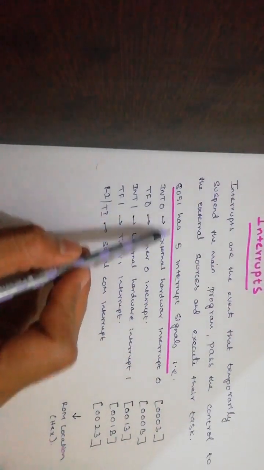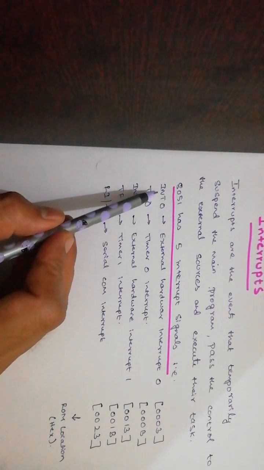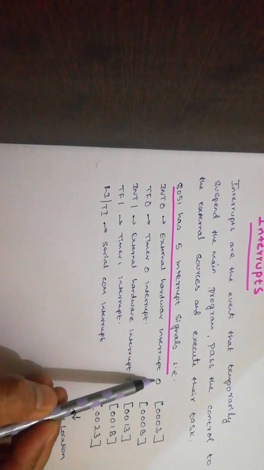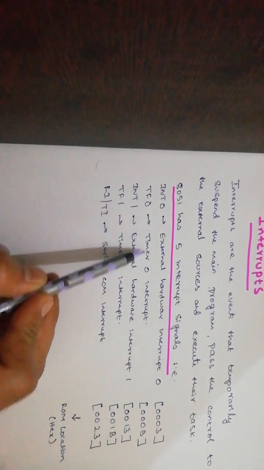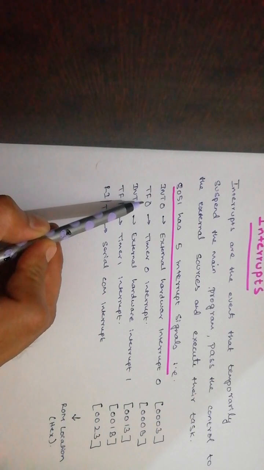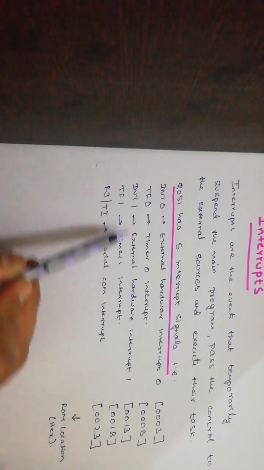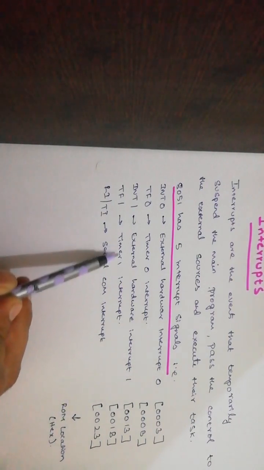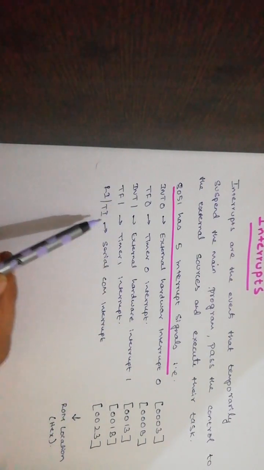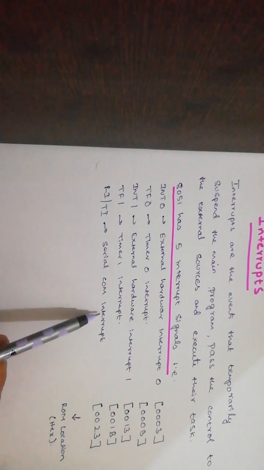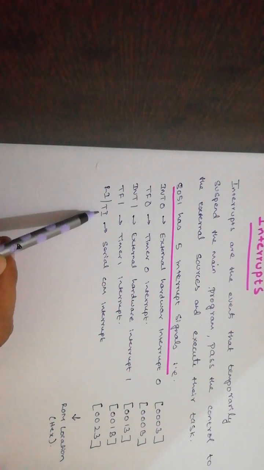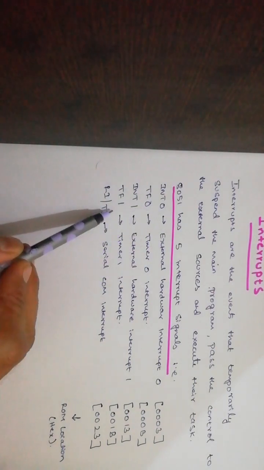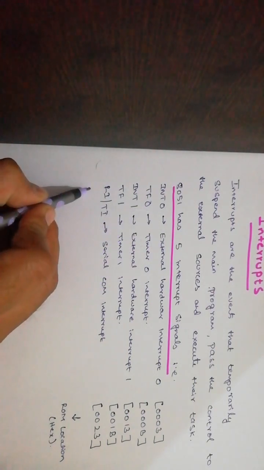There are 5 interrupts in 8051. First one is external hardware interrupt 0. Then we have timer 0 interrupt, TF0. Then external hardware interrupt 1, and timer 1 interrupt, TF1. Then we have the serial communication interrupt, RI and TI, receiver and transmission interrupts. So there are 5 interrupts and there is one more interrupt called reset.